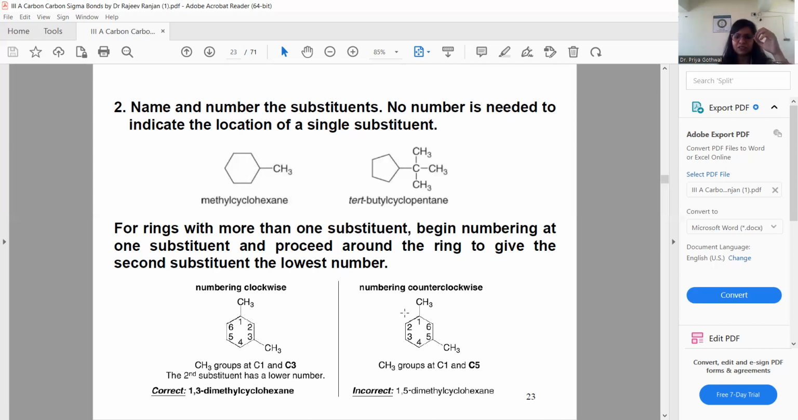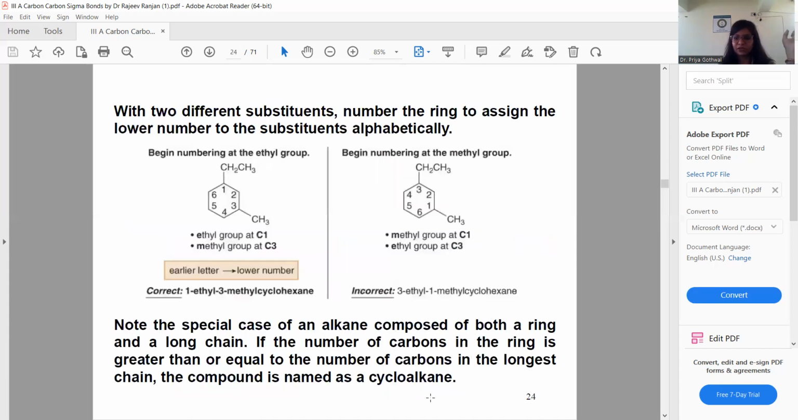If the numbering is counterclockwise, which is known as the anticlockwise system, the CH3 groups are at C1 and C5. So the incorrect numbering is 1,5-dimethyl cyclohexane. So we can see how the direction of numbering affects the numbering of the substituents in a compound.